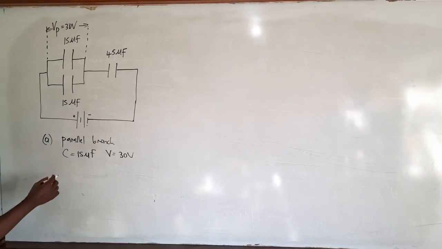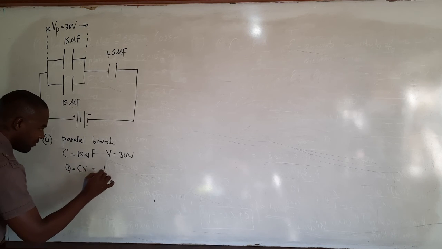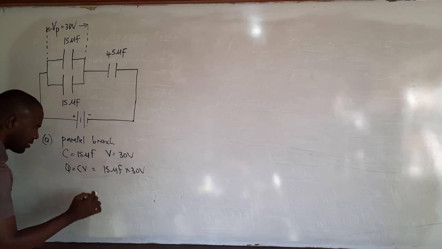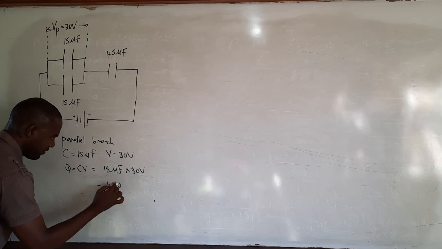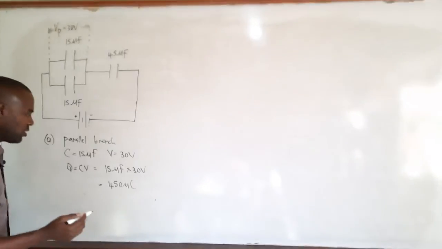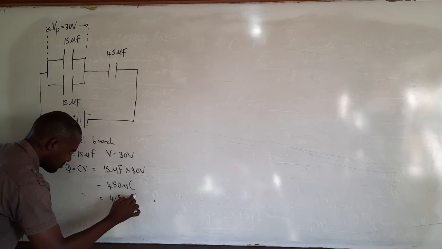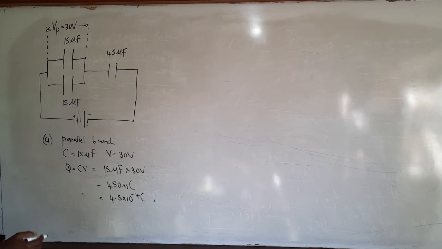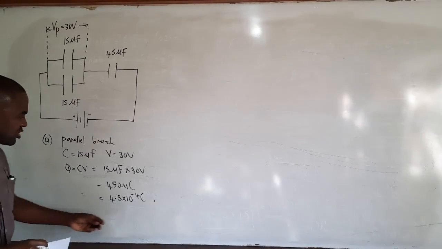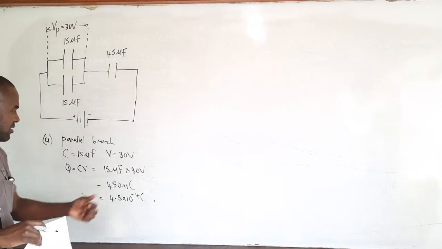Using our formula, Q is equal to CV, this gives us 15 microfarads times 30 volts, which gives us 450 microcoulombs, which of course is the same thing as 4.5 times 10 to the minus 4 coulombs. So each of the 15 microfarad capacitors in the parallel branch will store a charge of 4.5 times 10 to the minus 4 coulombs, or 450 microcoulombs.